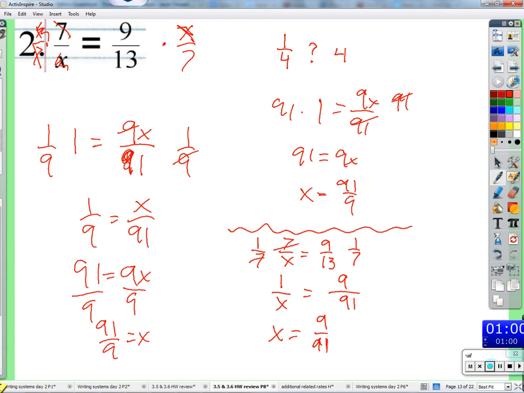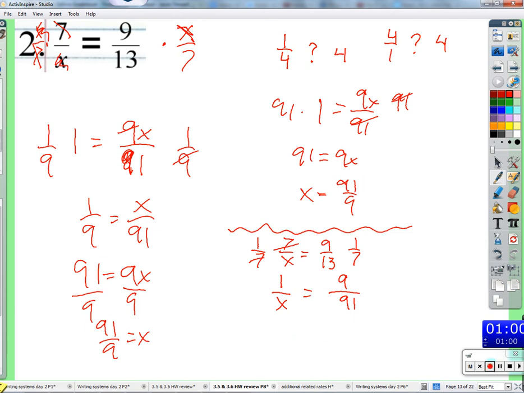So yes, it is important. Now, you may be confusing it with 4 over 1. Is that the same as 4? Yes, because 4 divided by 1 is 4. But 1 divided by 4 is not 4. 1 divided into 4 pieces is not 4. But 4 divided into 1 piece is 4.